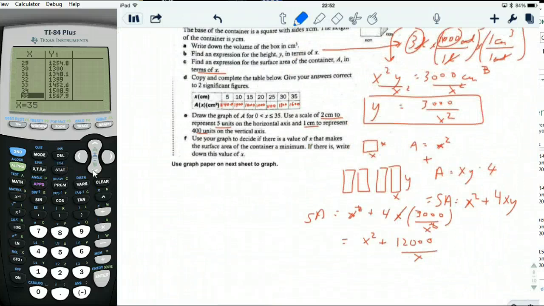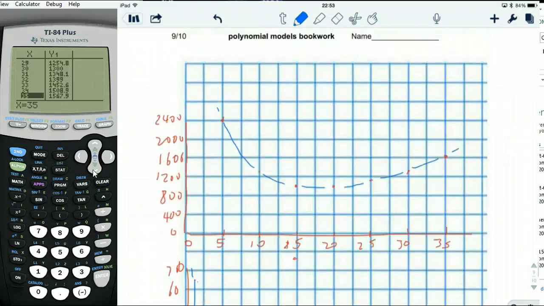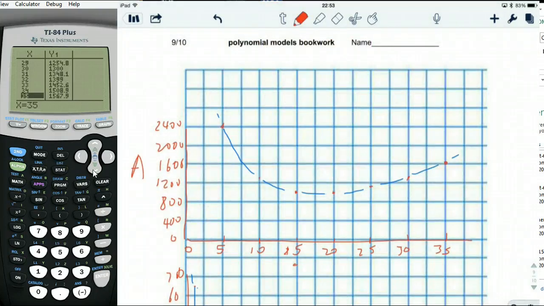Use your graph to decide if there is a value of x that makes the surface area of the container a minimum. If there is, write down this value of x. Okay, so actually this graph we made, and I should have labeled this vertical axis A because it's the area, and this would be x, the length or whatever. Okay, so is there a value of area that is minimum in this graph? And I would say yeah. I would say it's somewhere around there, without knowing exactly.